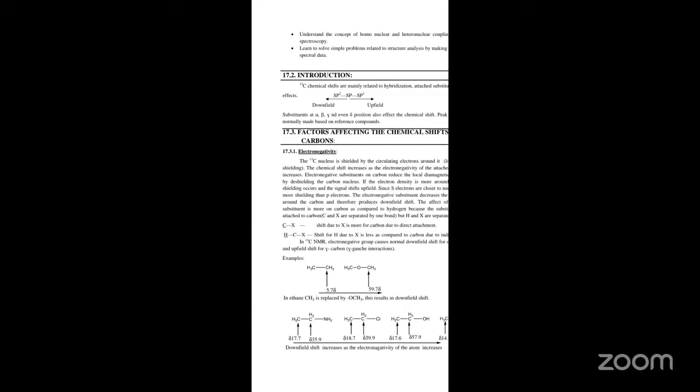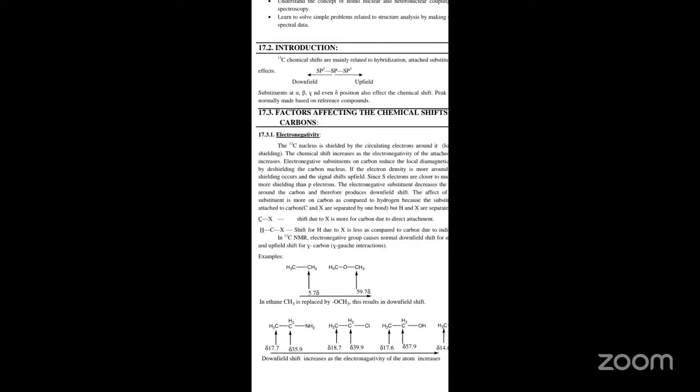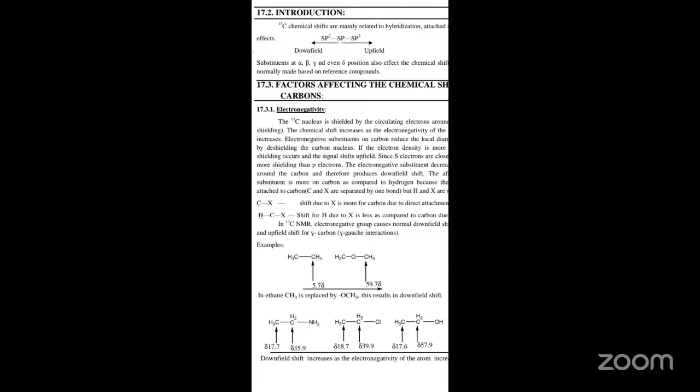Yes. So next, the factors affecting the chemical shift values of carbon: the electronegativity. So generally, the presence of an electronegative atom increases the delta values here. Okay, so when any carbon is directly attached to the electronegative atom, the value is going to increase here.